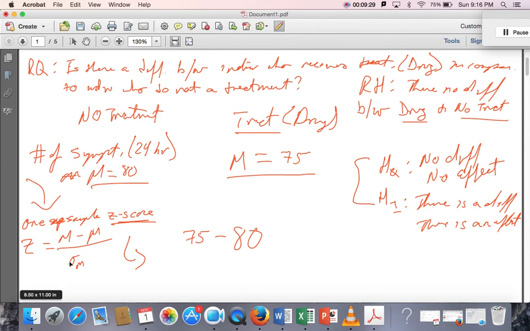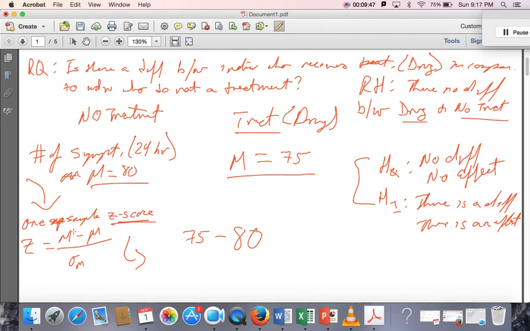I know that this formula is different than the z-score formula that we've been typically working with. That was the score minus the mean divided by the standard deviation, or the score minus the population average divided by sigma, the population standard deviation. But essentially, this formula is still very, very similar to that.